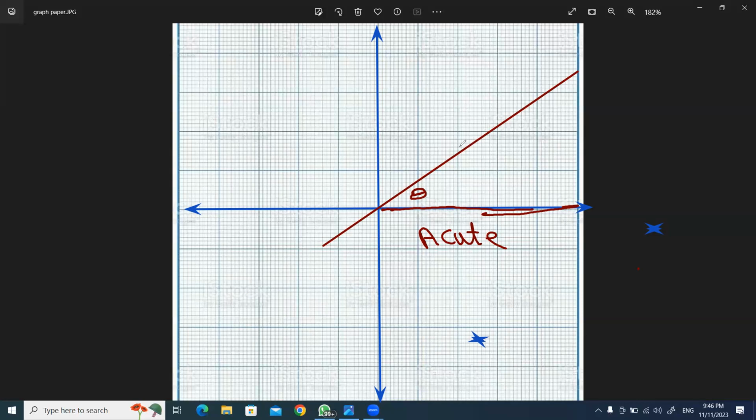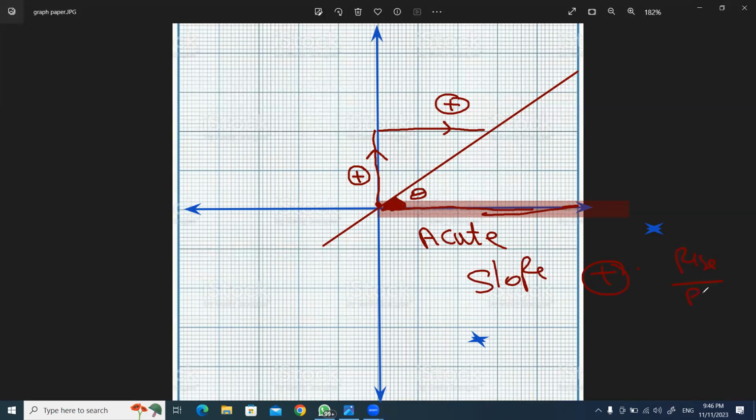Why did I say positive? Because if you are moving here, the rise is positive, and the run is positive. So if the angle with the positive direction of x-axis is acute, the slope is positive. Why again is the slope positive? Because the slope is the rise over the run, and it's positive divided by positive, so it's a positive.